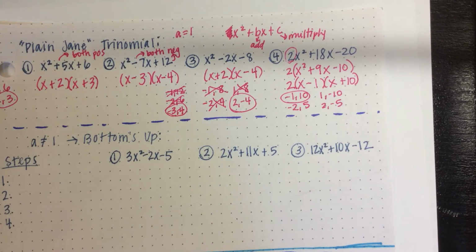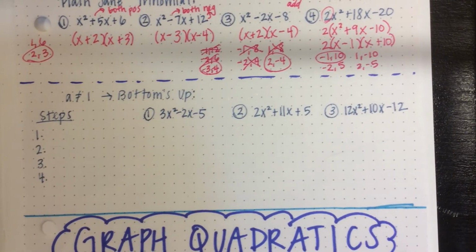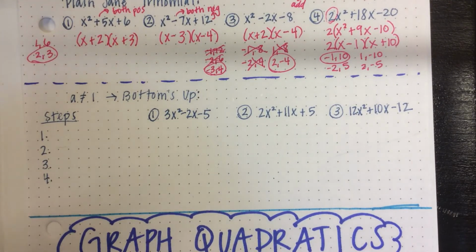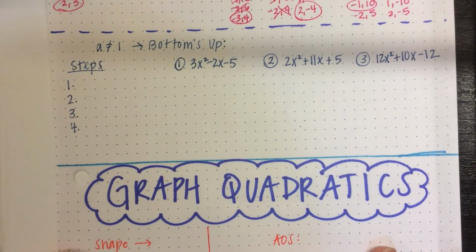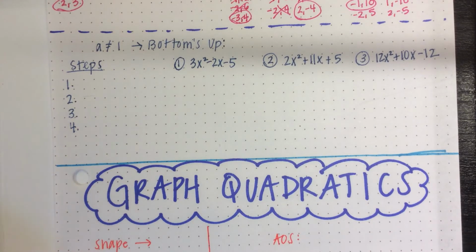The last thing we're going to look at is if that A isn't 1. So the first thing, if A isn't 1, you should be looking for that GCF. But sometimes you don't have a GCF. So we're going to have to do what we call, or what I call, bottoms up.